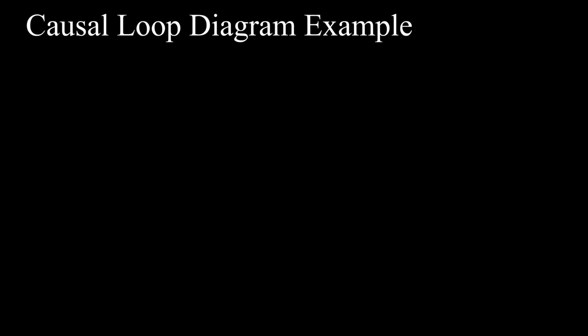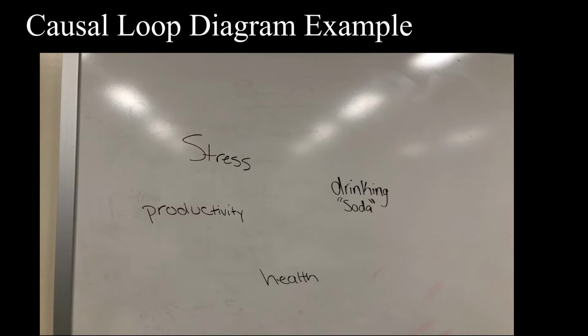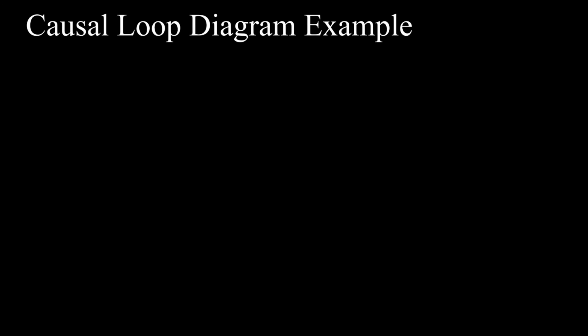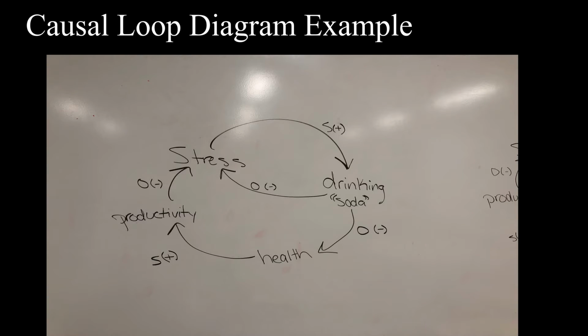Now we're going to create a causal loop diagram. So to begin, you create your variable names. In this example, our variables are stress, drinking soda, health, and productivity. Then you go back and you draw links between your variable names. As you can see, I drew an arrow from stress to drinking soda, and then I labeled it with a positive sign or an S to show that increasing stress leads to drinking more soda.